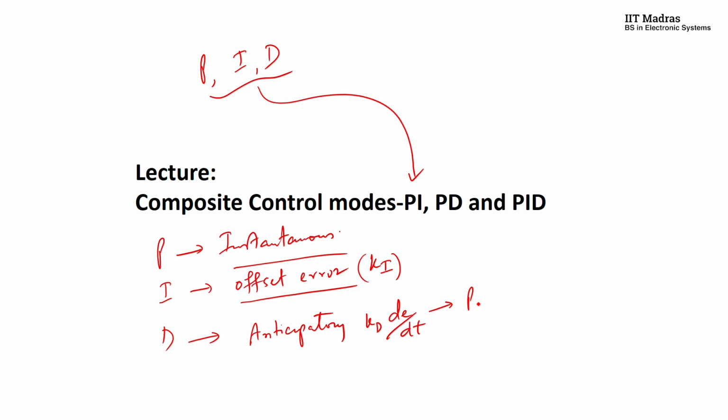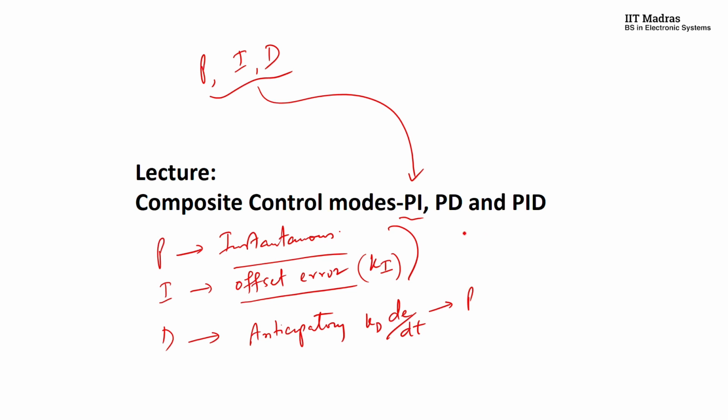Now let's look at the advantages of combining these controllers. If I combine P and I, that is PI control, what could be the advantage? I would be able to see that the controller responds instantaneously with the error and the offset error is zero. A very good combination.